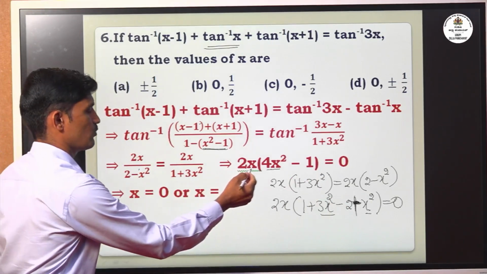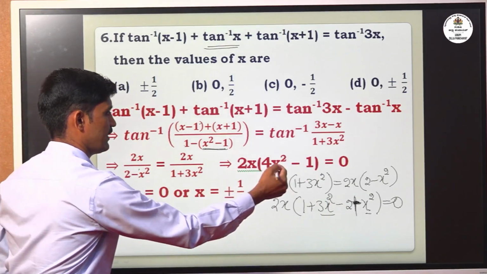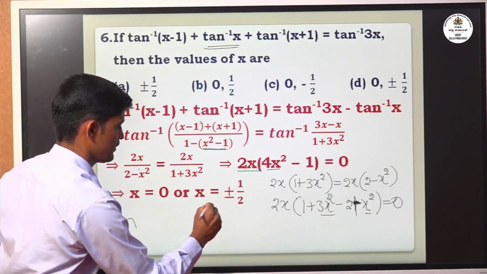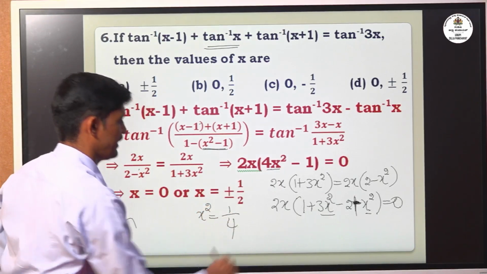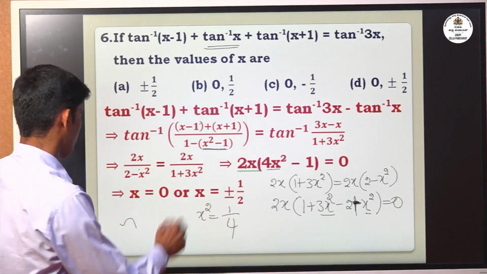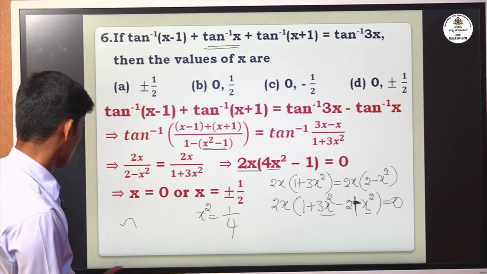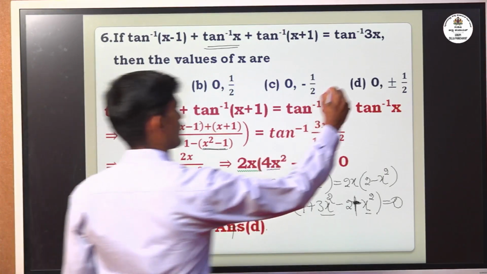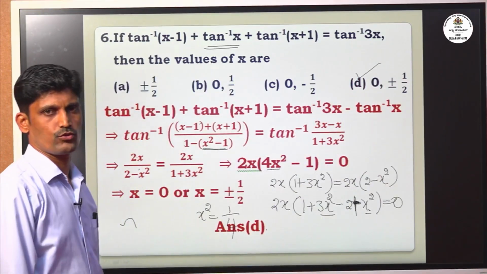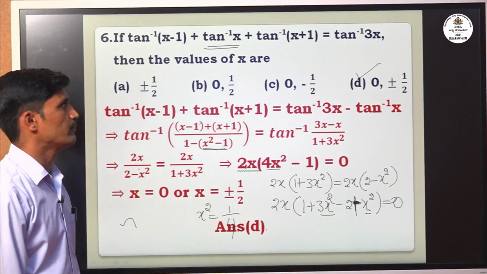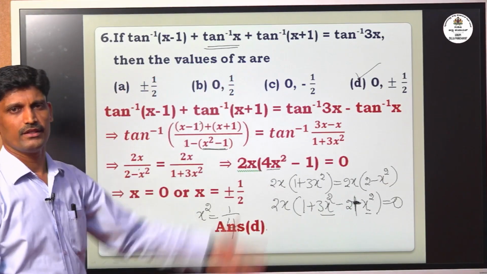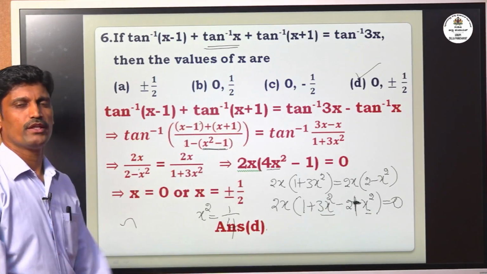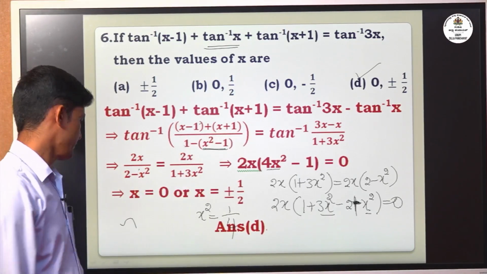That is, x is equal to 0, or 4x square equal to 1, x square is equal to 1 by 4, which means x is equal to plus or minus 1 by 2. Therefore, there are three values of x. The values of x are 0, plus 1 by 2 or minus 1 by 2. These are the possible values of x. It is a simple tan inverse x plus tan inverse y formula, and some mechanical work is involved in this problem, where we need to improve our speed of calculation.